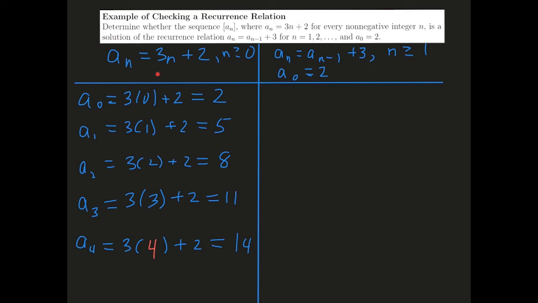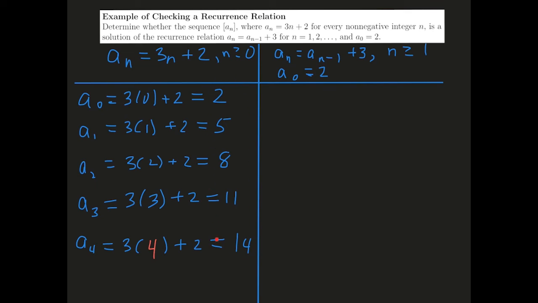The closed form is defined as a_n equals 3 times n plus 2. So when I calculate terms, everywhere there's an n, that's what I plug in right here. When n is 0, I plug in 0. When n is 1, I plug in 1. When n is 2, plug in a 2. When n is 3, plug in a 3. When n is 4, I plug in a 4. And so I get these terms of my sequence.